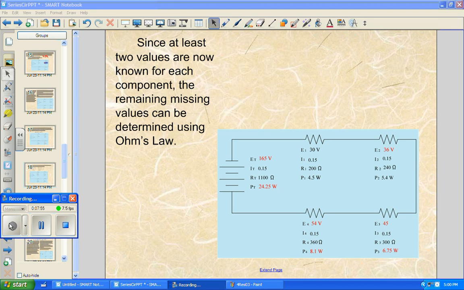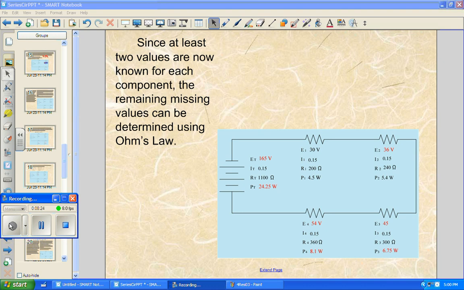Let's go to resistor 2. We have 3 out of 4 things. All we have to do is multiply the resistance times our current to get our voltage, which is 240 times 0.15, giving us 36 volts. Down in resistor 3, we have 0.15 at 300 ohms. We multiply those together, we get 45 volts. We multiply 45 volts times 0.15, our current, and we'll find that the power is 6.75 watts.